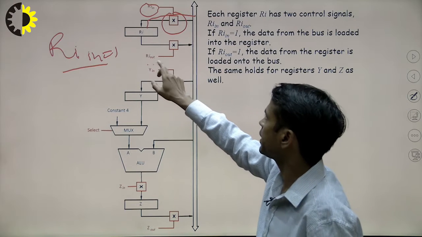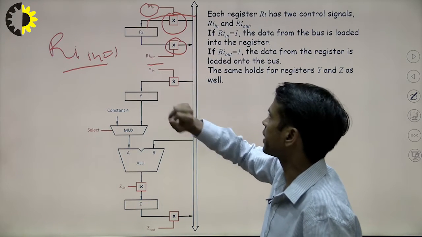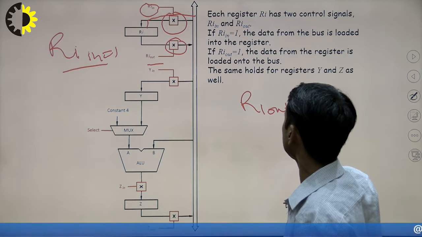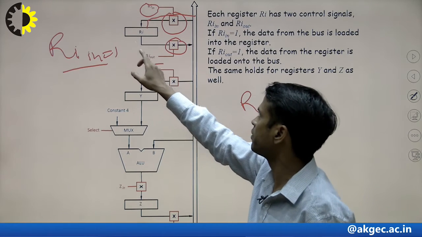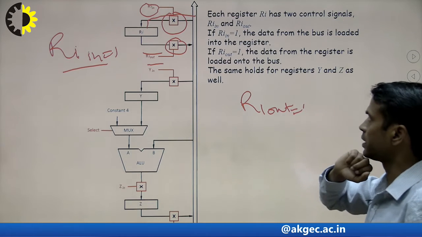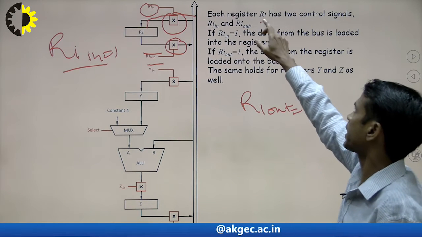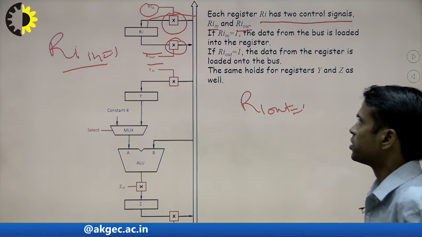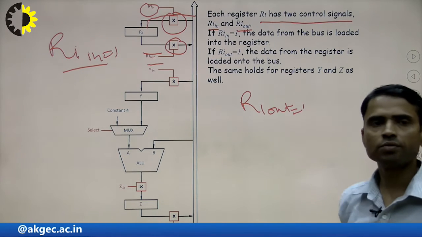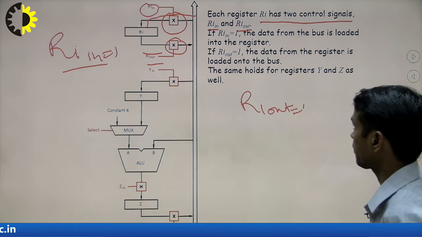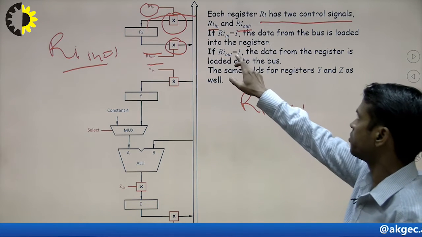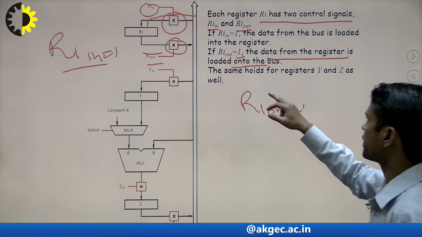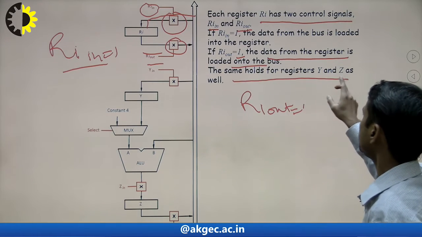Certainly, this other gate is connected to Ri out. So, when Ri out is set to 1, then the content of register Ri will move to the bus. So, each register Ri has two control signals, one is Ri in and another is Ri out. Certainly, this Ri in and Ri out are generated through the control unit. As its value becomes 1, the data from the register or to the register goes to the bus or to the register, and this holds for each and every register.